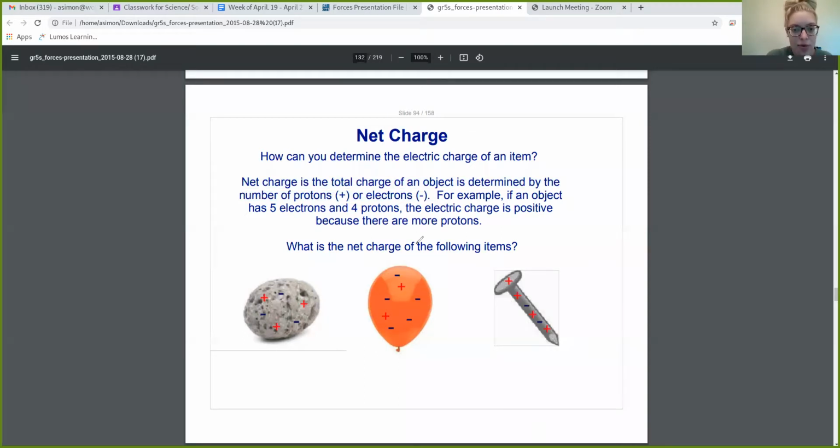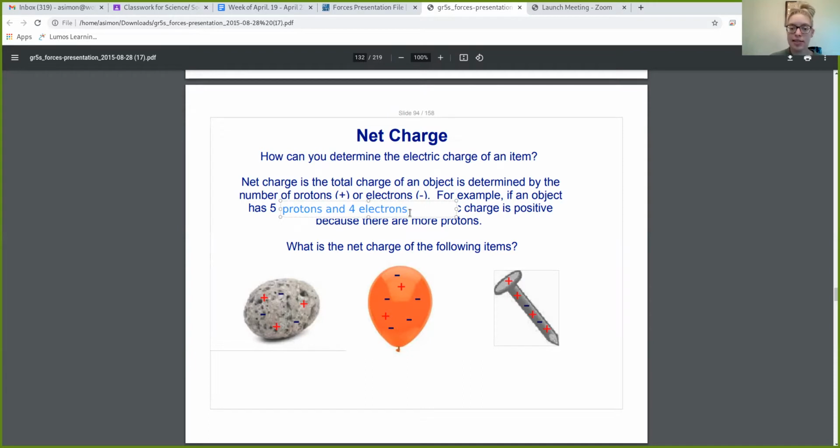So for example, guys, let's say that you had an object that had 5 protons and 4 electrons. If you had an object that had 5 protons and 4 electrons, your charge is going to be positive because there are more protons than there are electrons.